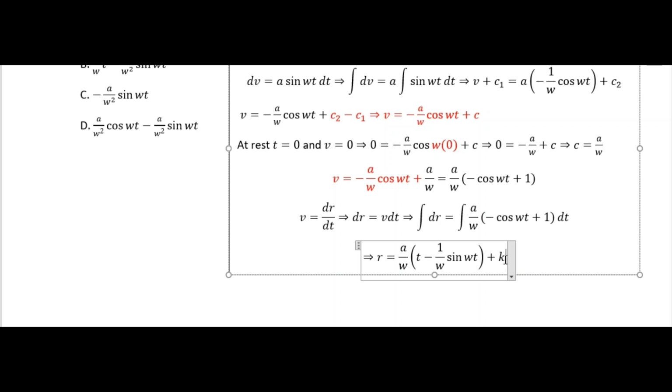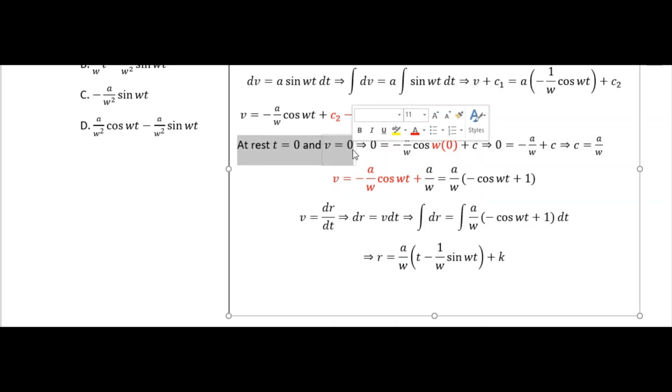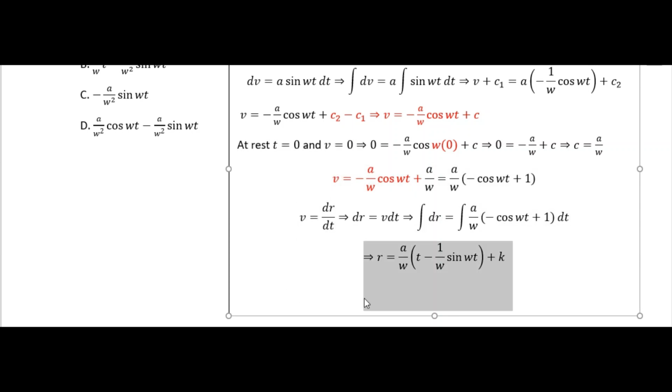Okay, now we need to look for this constant k as well. So we apply the same condition. If you're at rest, it means that time is 0. It means that you have not moved any distance, so your displacement is 0 as well. So we are going to use that very condition. At rest, time is 0, velocity is 0, automatically meaning that the displacement is 0. So at rest, our time is 0 and our r is equal to 0.